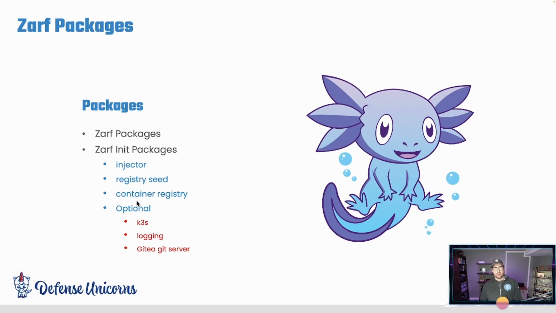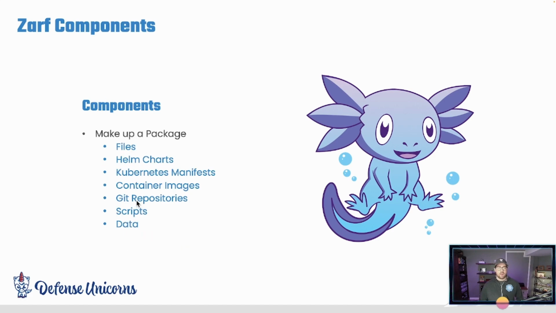So this has an injector, the registry seed, the container registry, and has some optional components like you could use Zarf to bootstrap a K3s cluster, a Git server, and all the logging and metrics for Zarf. Each Zarf package is built with Zarf components that could be files, Helm charts, Kubernetes manifests, container images, Git repositories, scripts, and even arbitrary data. We won't go into a deep dive of that today. Just know that if it can be packaged into a zip file, it can be packaged into Zarf.